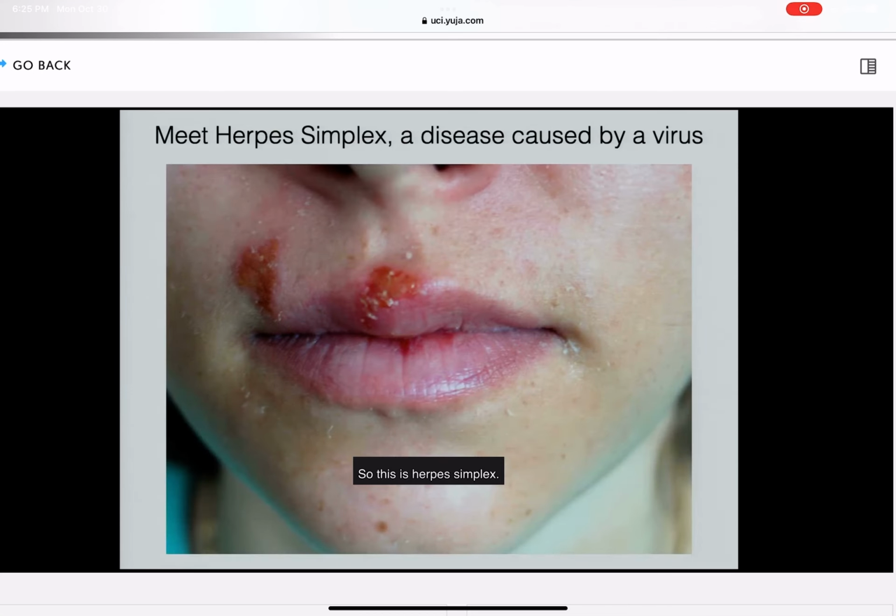Okay? So this is herpes simplex. It's caused by a virus. This infects lots of people. Probably 80% of the people out there have the herpes simplex virus. You don't always get cold sores, but you could be infected and not show any sort of phenotype.